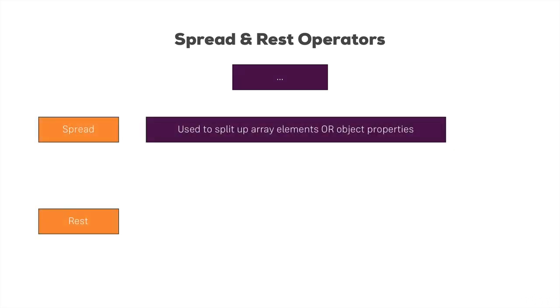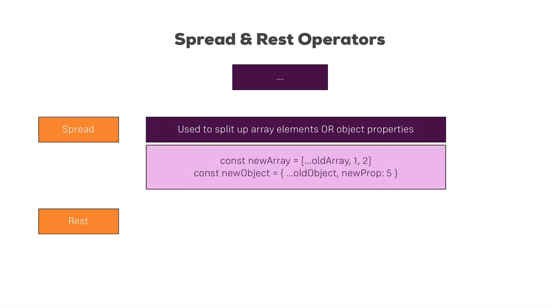The spread operator is used to split up array elements or object properties. So we spread up an array or object. For example, if we have an old array and we want to add all the elements from that old array to a new array and additionally add a 1 and a 2 element, this first syntax would be what we use. 3 dots in front of old array will simply pull out all the elements and add it to the new array, which we create with the square brackets. And also, of course, then we can add more elements to it, since we just used the normal syntax with square brackets to create an array.